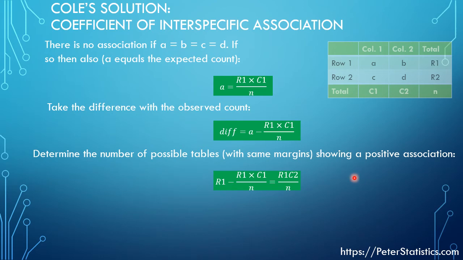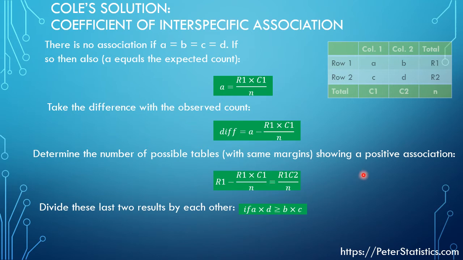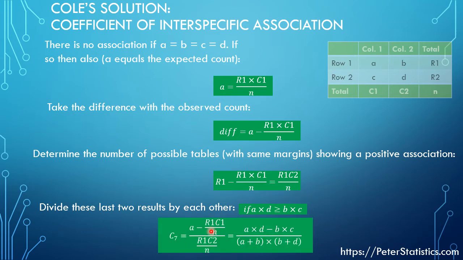Cole then determined how many possible tables with the same margins you can actually make that will have a positive association. And that can be done, according to Cole, using this formula. So this is just an absolute value, divided over how many there are with a positive one, and you get yourself a new coefficient, which in this case boils down to this one. So this is simply taking the difference and dividing it over this one. And if you do some extra work, you can actually manipulate it to be the same as this.